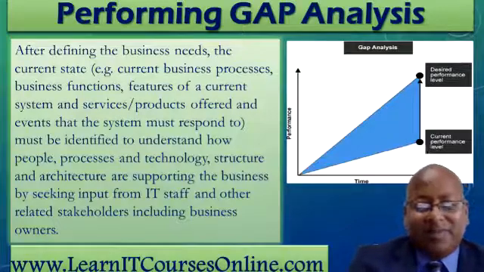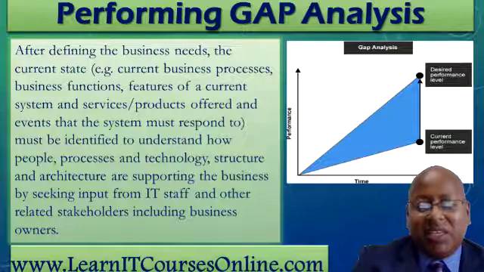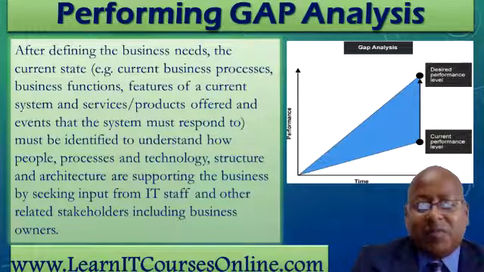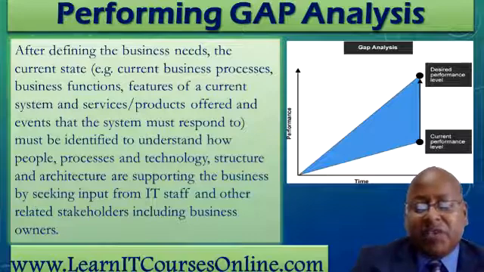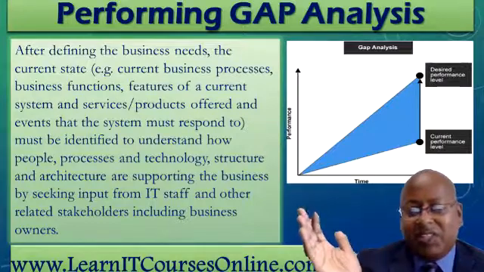Performing gap analysis. After defining the business needs, the current state, for example, current business process, business functions, features of a current system and service product offered, and events that system must respond to, must be identified to understand how people, processes, and technology, structure, and architecture are supporting the business by seeking input from IT staff and other related stakeholders, including business owners. A gap analysis is then performed to assess if there is any gap that prevents achieving the business needs by comparing the identified current state with the desired outcomes.